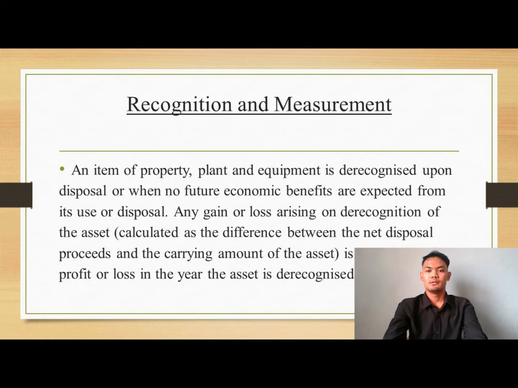For derecognition and measurement, an item of property, plant and equipment is derecognized upon disposal or when no future economic benefits are expected from its use or disposal. Any gain or loss arising on the derecognition of the asset, calculated as the difference between the net disposal proceeds and the carrying amount of the asset, is included in profit or loss in the year the asset is derecognized.